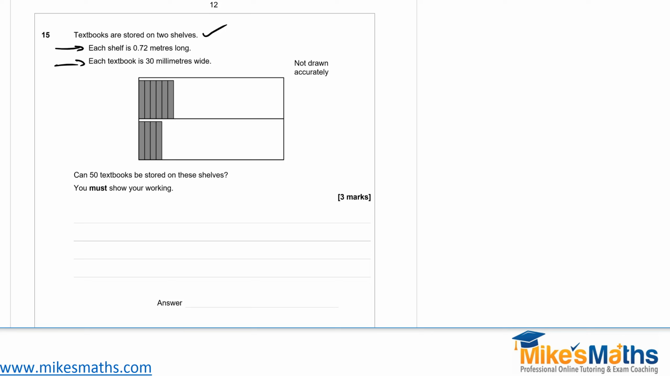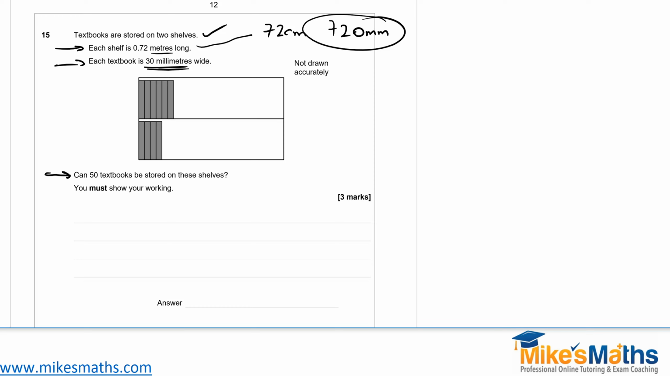Now at that point I'm going to stop because I've got meters here and millimeters here. We probably need to have consistent units. So 0.72 meters would be 72 centimeters. If I turn that into millimeters, that would be 720 millimeters. That's a good help, because we've got 720 millimeters here and 30 millimeters here. So the shelf is 720 millimeters long. Each book is 30 millimeters wide.